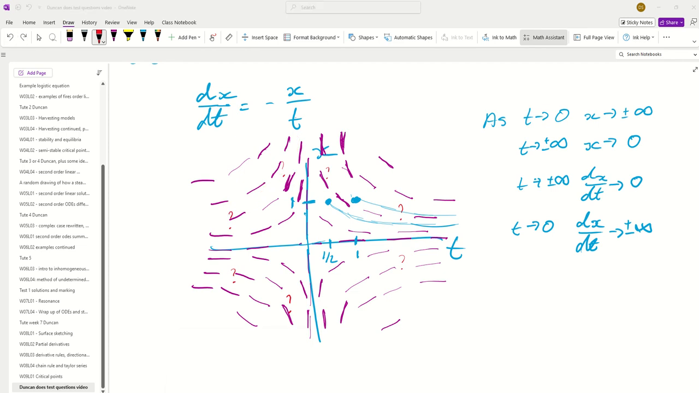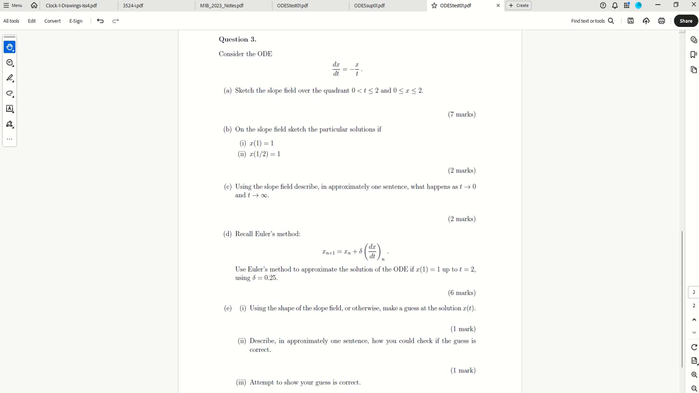Let's see what we're actually asked to do. Sketch on the slope field these particular solutions. Yes, I just did that one. Sweet. Use the slope field to describe in approximately one sentence what happens as t goes to infinity and t tends to 0. Right.